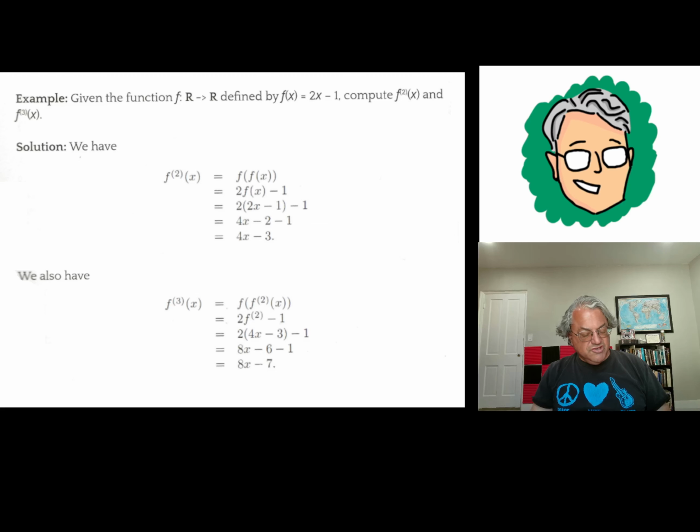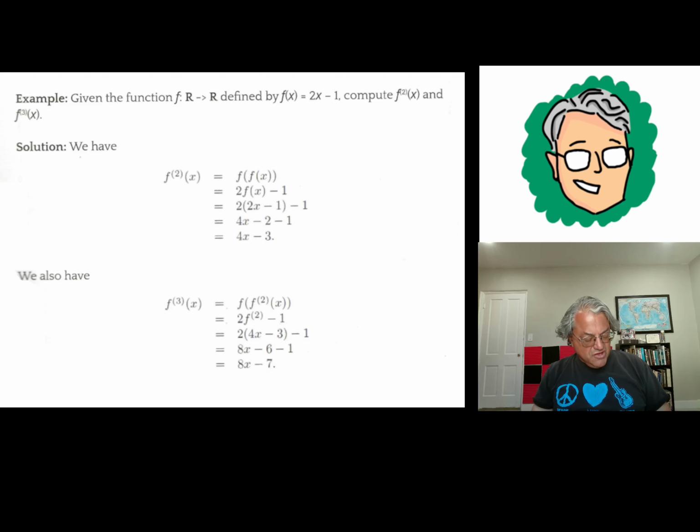So suppose we have a different function. Suppose we have a function from the real numbers to itself defined by f of x equals 2x minus 1. Now we're asked to compute f superscript 2 of x, that's just f of f of x, and also f superscript 3 of x, which is f of f of f of x. So let's do that. f superscript 2 of x is f of f of x. Well, that's 2 times f of x minus 1, or 2 times (2x minus 1), in parentheses, minus 1. If you work that out, you get 4x minus 3.